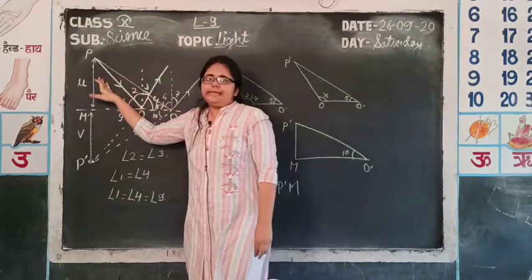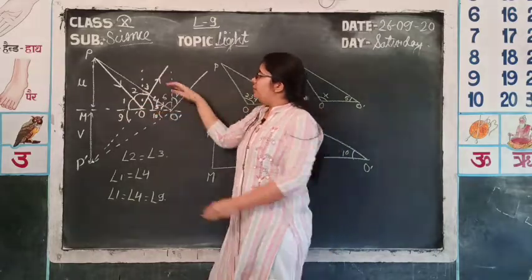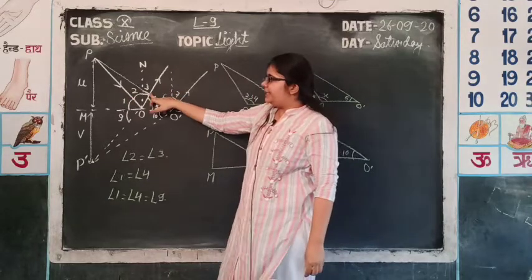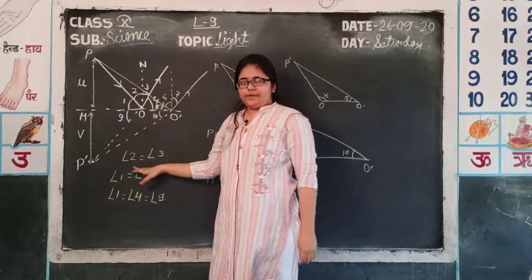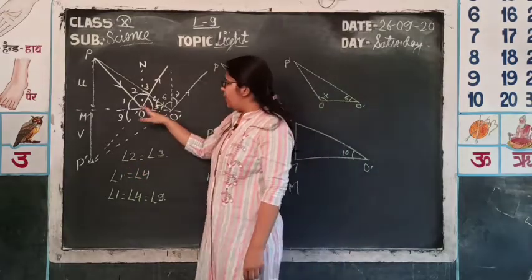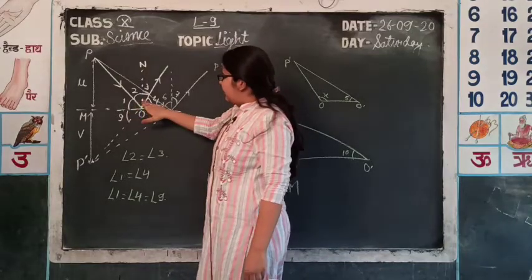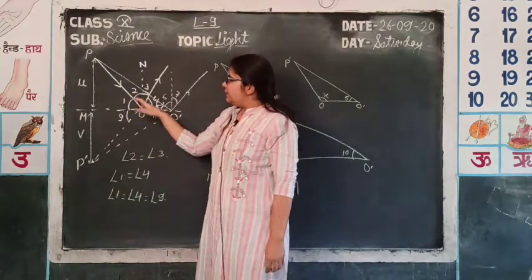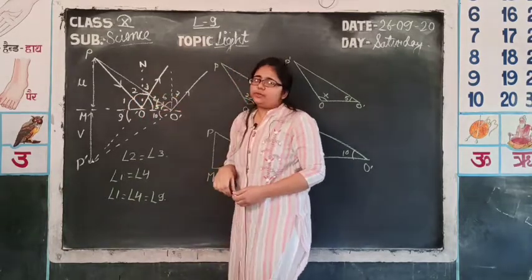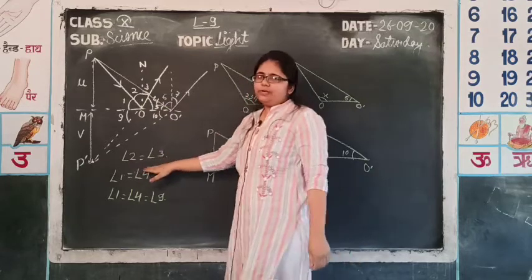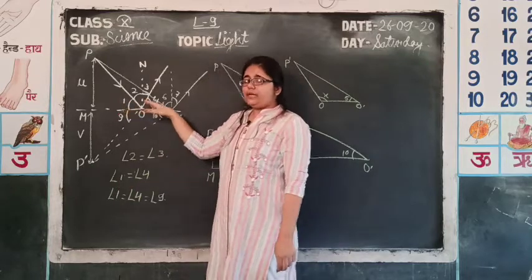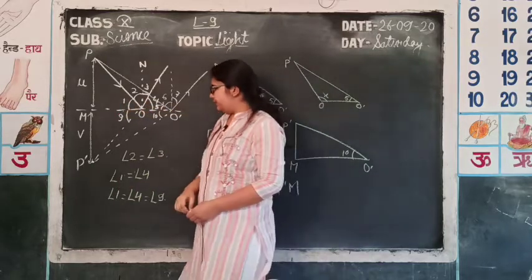So, first of all, light strikes the mirror, and with the normal it makes an angle of incidence, angle 2, and then it reflects, so the angle of reflection R is angle 3. By the law of reflection, angle 2 is equal to angle 3. Now, angle 1 is equal to angle 4, because the sum of angle 1 and 2 is 90, and the sum of angle 3 and 4 is also 90, and angle 2 is equal to angle 3. So, the remaining angles, angle 1 and angle 4, are also equal to each other.